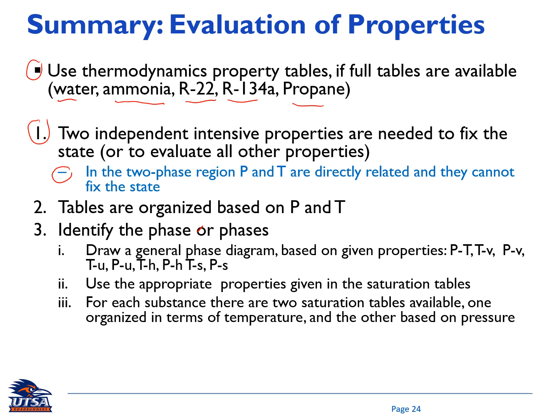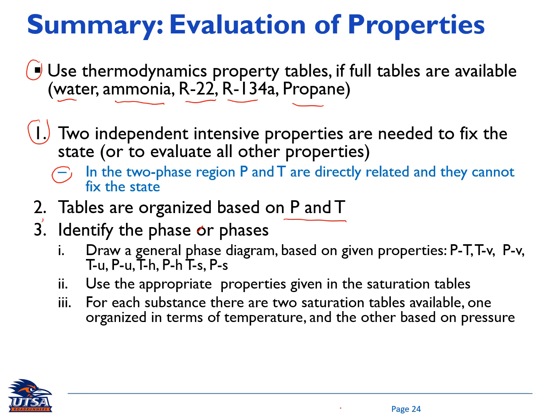Okay, so next one, tables are organized based on pressure and temperature, and you saw it already. Table A2, this is the saturated table based on temperature. Table A3, this is the saturated table based on pressure. Table A4, still for water, this is the superheated table based on pressure and temperature. And table A5, this is for compressed liquid water, so it's based on pressure and temperature.